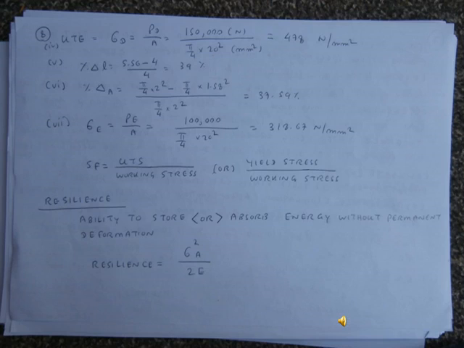And also there's the stress at fracture, sigma E. So PE divided by A. So 100,000 divided by pi by 4 multiplied by 20 square. So you get 318.67 Newton per millimeter square.